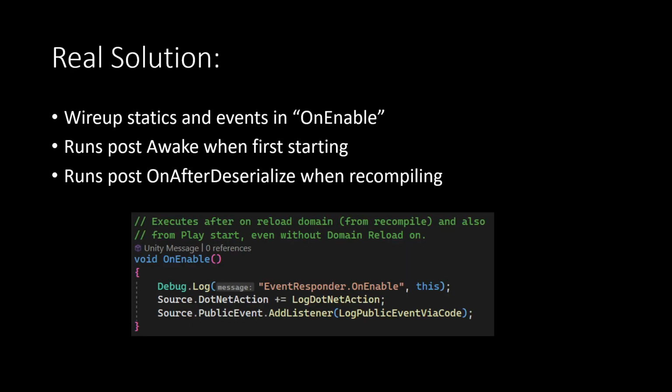The solution is that when we're wiring objects up, such as statics, such as events and actions, we need to do it during OnEnable. That solution is not the reason that you're here. The real reason is to figure out why. Why does it need to happen that way? Because when you're facing problems like this, you're going to face more problems like this. And you need to understand the nature of why this is important here.